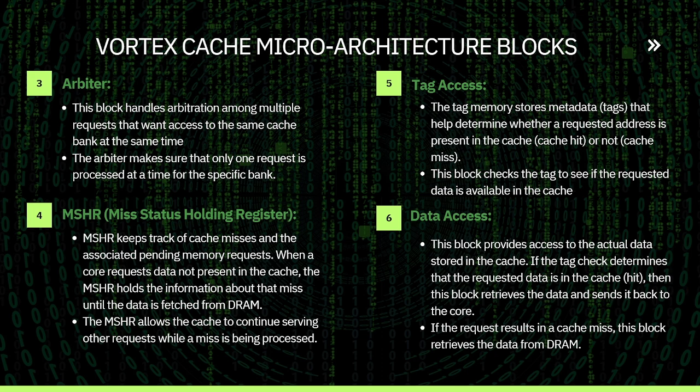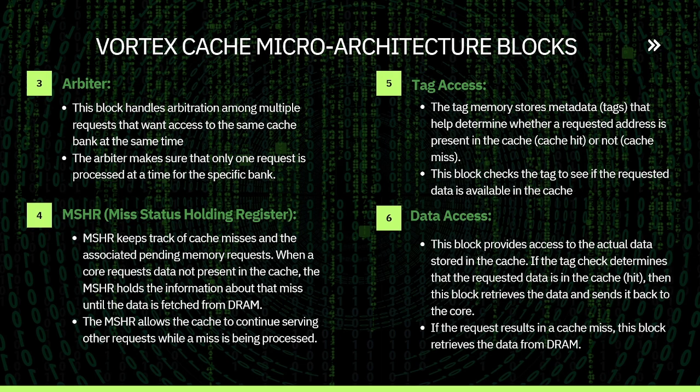Miss status holding register. MSHR keeps track of the cache misses and associated pending memory requests. Allows the cache to continue serving other requests while a miss is being processed. Tag access. The tag memory stores the tags that help to determine whether a requested address is present in the cache or not. This block checks the tag to see if the requested data is available in the cache.